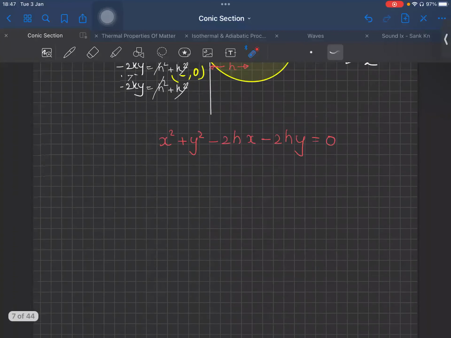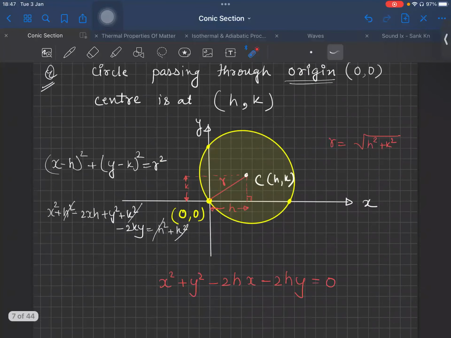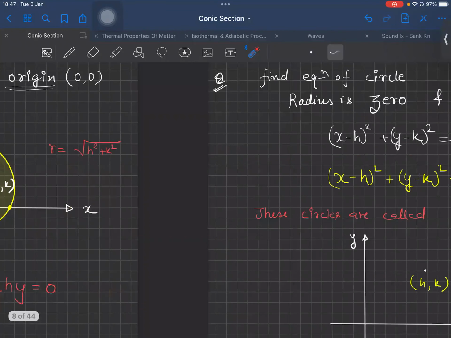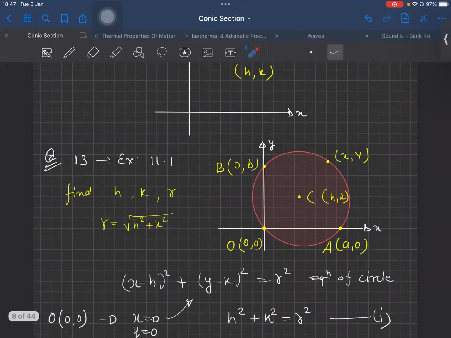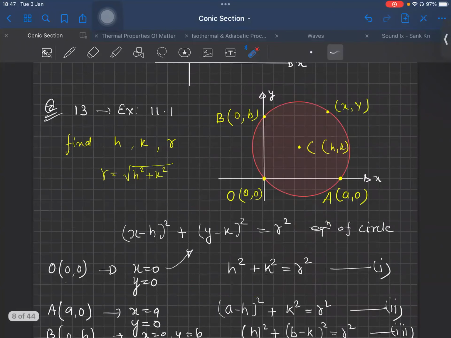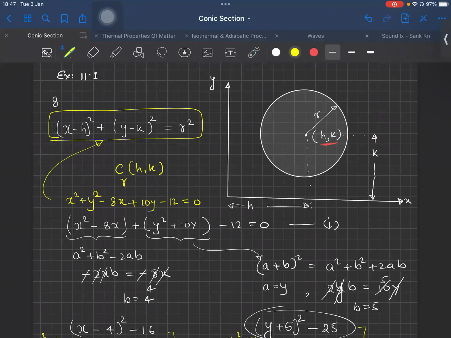Do you guys have any doubt in circles? Because in your textbook, very easy problems are there. If you want, we can go one by one. In exercise 11.1, is there any problem that you are facing trouble with, or in miscellaneous problems? Did you try solving exercise 11.1? Anyone? Any doubt?